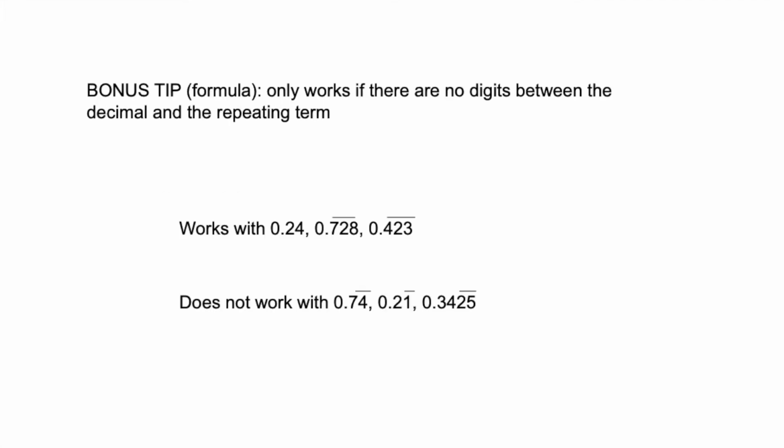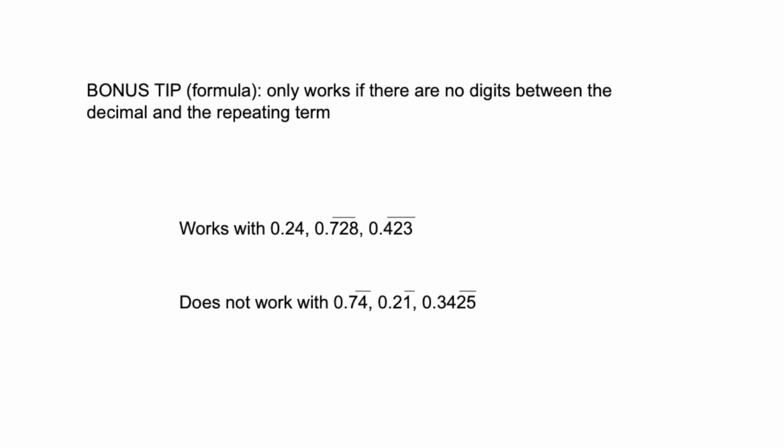This tip only works if there are no digits between the decimal and the repeating term. So this works with all of the values shown on screen, and it doesn't work for these. So there are no digits between the term that is repeating and the decimal. For example, 0.74 with a bar on 4. There is a 7 between the decimal and the repeating term, in this case 4. So we cannot use it here.